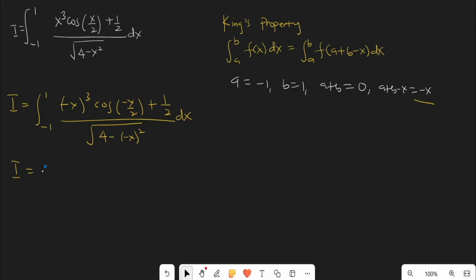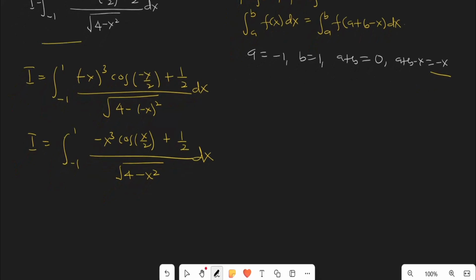So I is going to be the integral from -1 to 1 of -x to the third cosine of x over 2. Cosine is an even function, so the cosine of a negative angle is the cosine of a positive angle, divided by the square root of 4 minus x squared dx. So this is the integral transformed by the King's property, and this is the original integral.